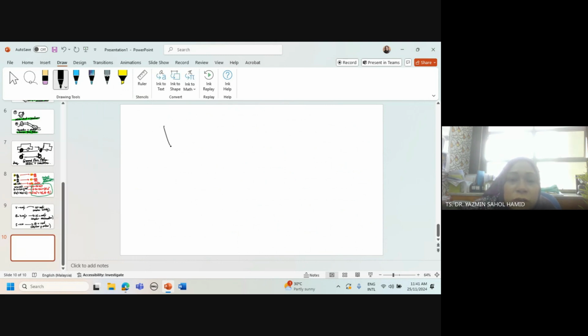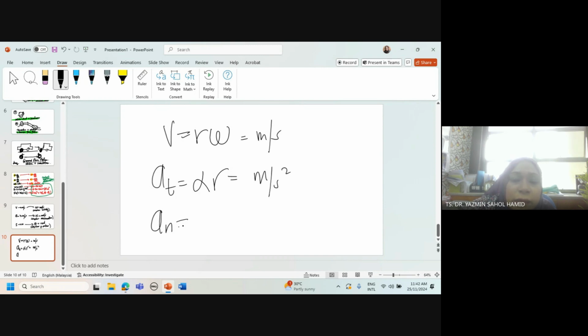Okay, the first formula is V equals R omega. So as you can see, the combination of radius R and angular velocity. The unit will be in meters per second. And then we have AT, which is alpha R. This is tangential acceleration. The unit is meter per second squared. And then we have AN, which is omega squared R, where this one is normal acceleration and the unit is the same, meter per second squared.